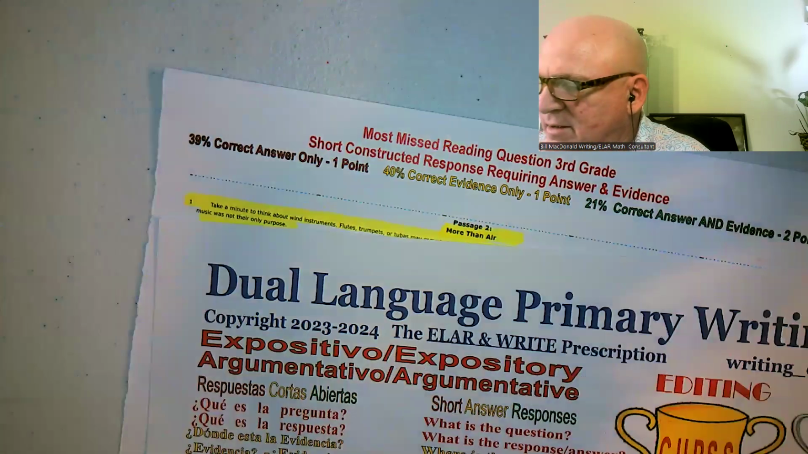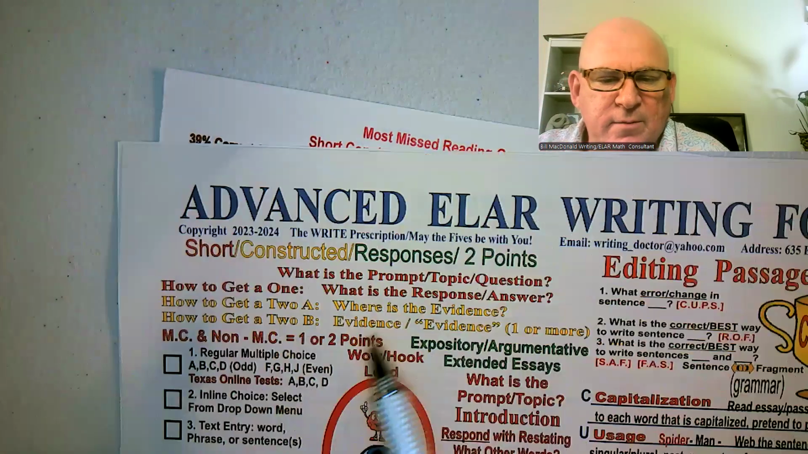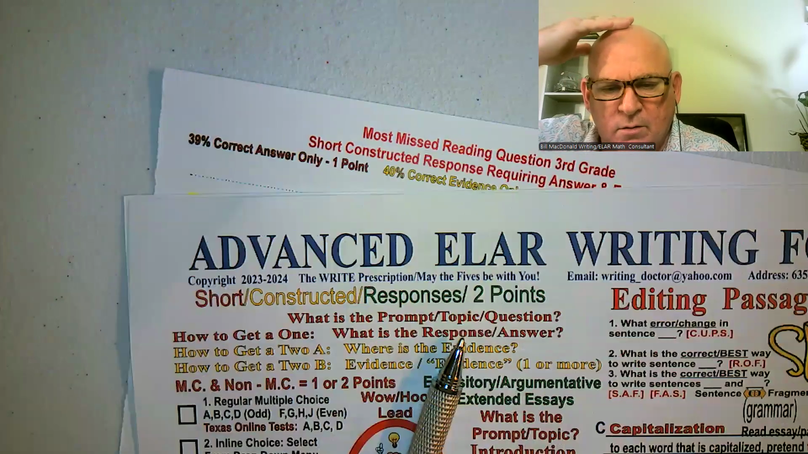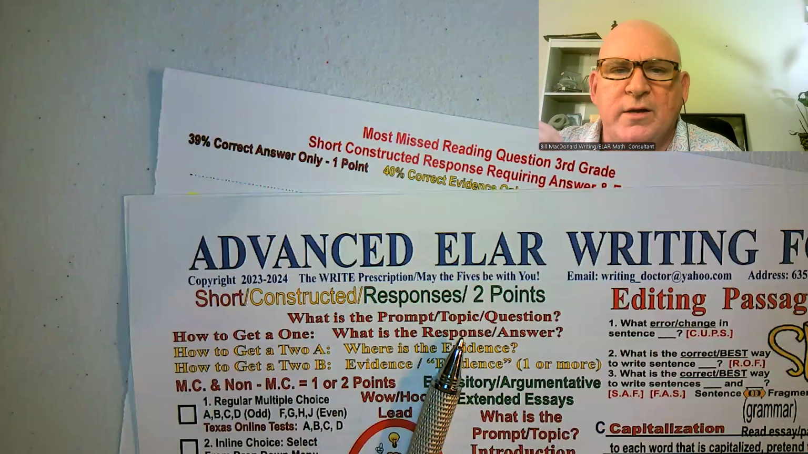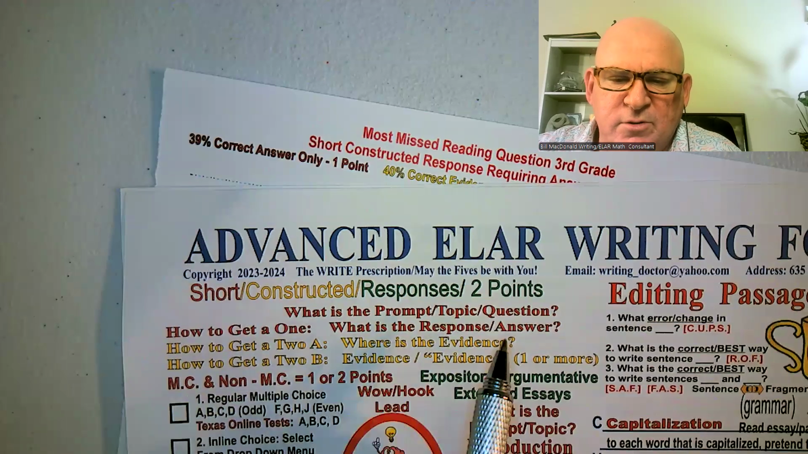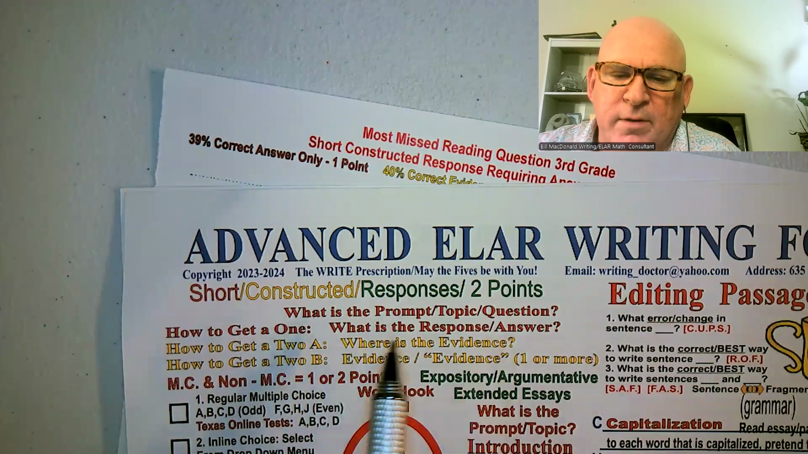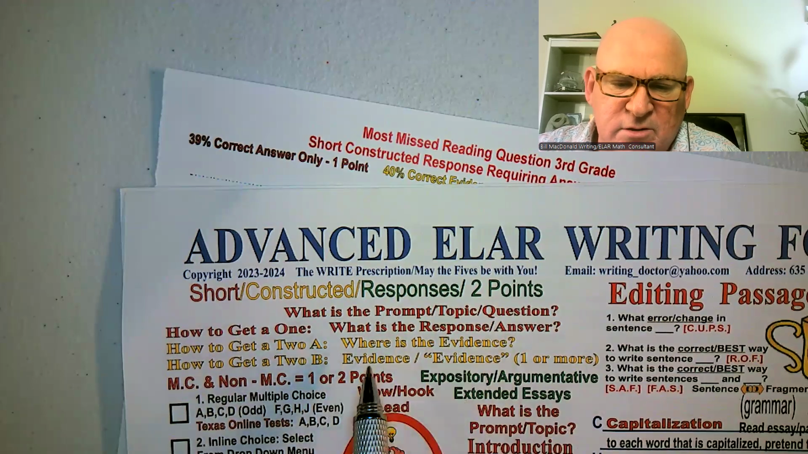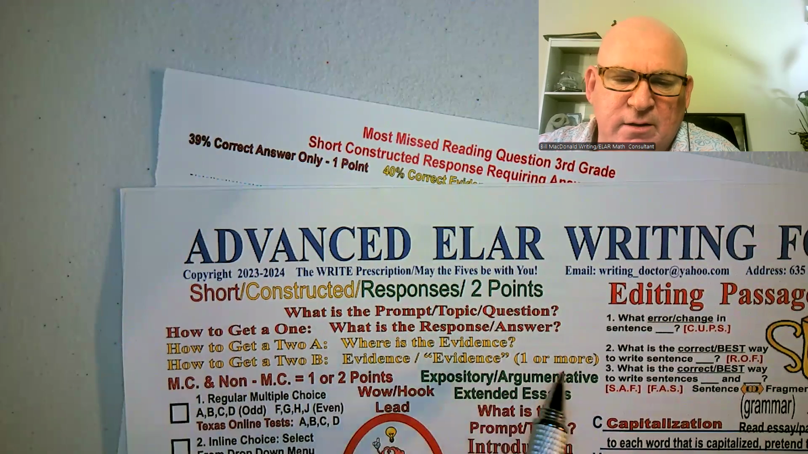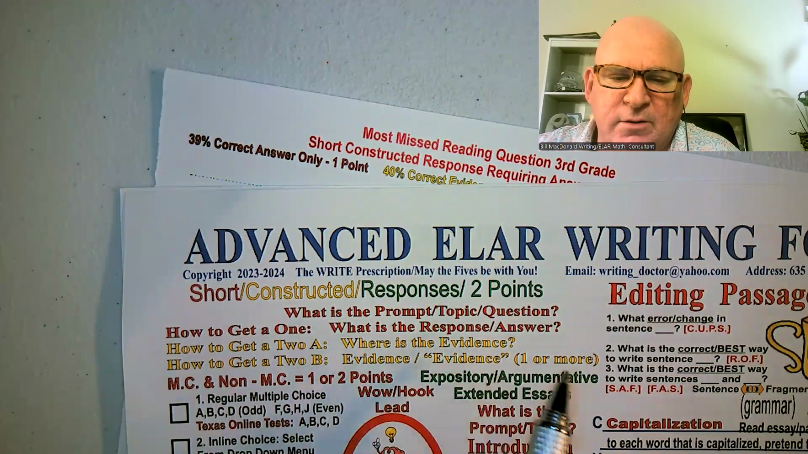For those of you that have the advanced folder, it's exactly the same thing. What is the prompt? What's the topic? What the question is focusing on, the reason that the author wrote the article. So what is the response or the answer? Based on evidence. Where is that evidence? What is the evidence with or without quotations? One or more evidence from the text. Complete thought. In other words, they have to attempt to write it in a sentence.